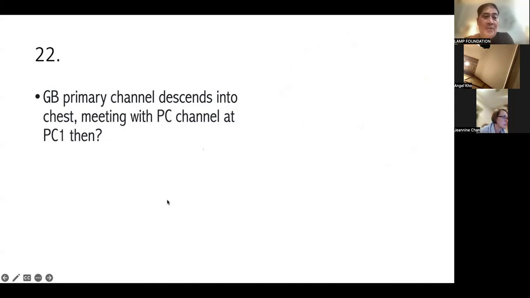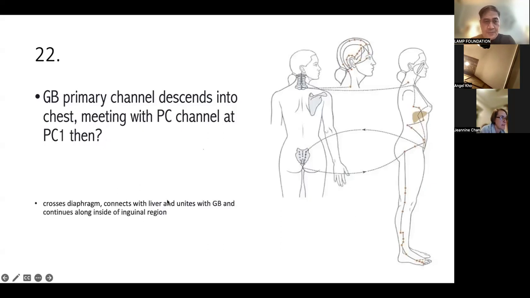Number 22, GB primary channel descends into the chest meeting with the PC channel at PC1. Then what happens? It crosses the diaphragm, it connects with the liver, unites with the gallbladder. So the liver is actually the interiorly-exteriorly related channel. Okay? And what does the pericardium have to do with the liver? Remember, they have the same polarity, right?